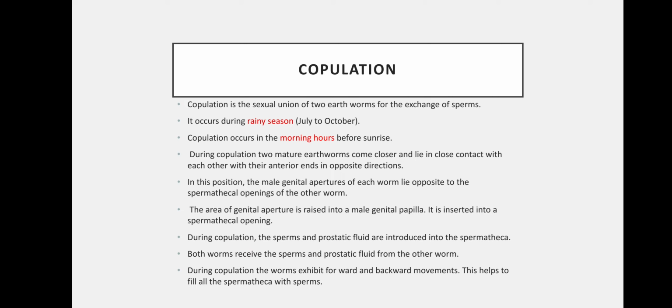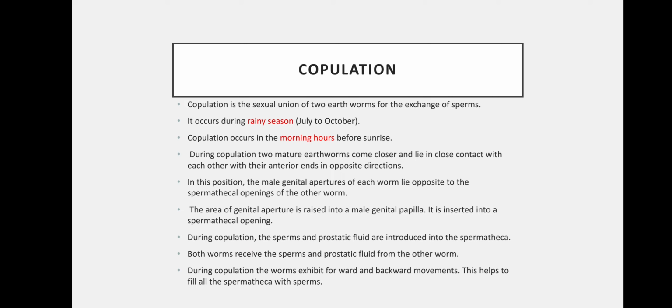Copulation. How does copulation occur in the case of earthworms? Copulation is defined as the sexual union of two earthworms for the exchange of sperms. Otherwise it's also called mating. It occurs during the rainy season, in the months of July to October. Copulation occurs during the morning hours, usually before sunrise.